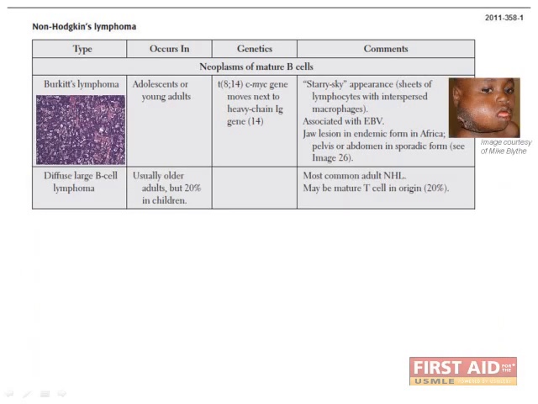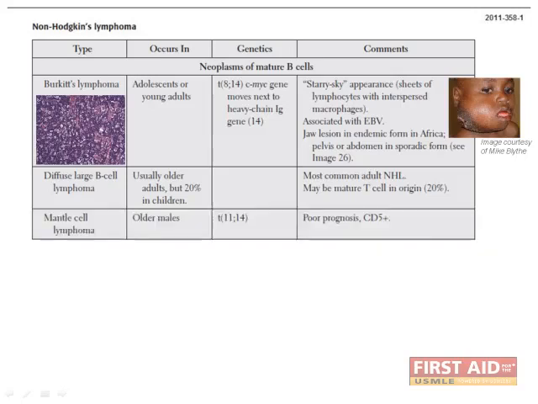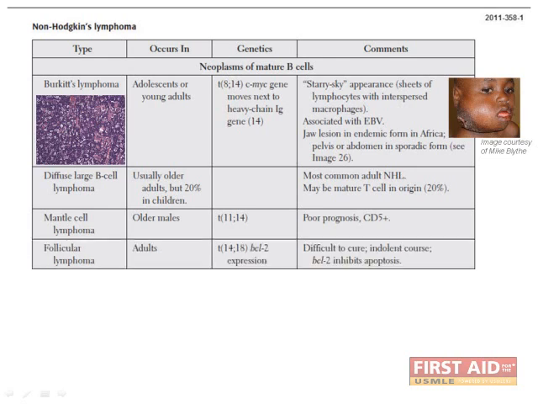The most common type of non-Hodgkin's lymphoma is diffuse large B-cell lymphoma. This usually occurs in older adults, but is seen in kids sometimes too. Despite its name, about 20% of the time it may be caused by T cells rather than B cells. CD5 plus mantle cell lymphoma is caused by a translocation between chromosomes 11 and 14. It often occurs in older males and has a poor prognosis. Follicular lymphoma is also particularly difficult to cure. The translocation makes the anti-apoptotic gene BCL2 constitutively active, so these cells cannot undergo apoptosis and thus have unregulated growth.